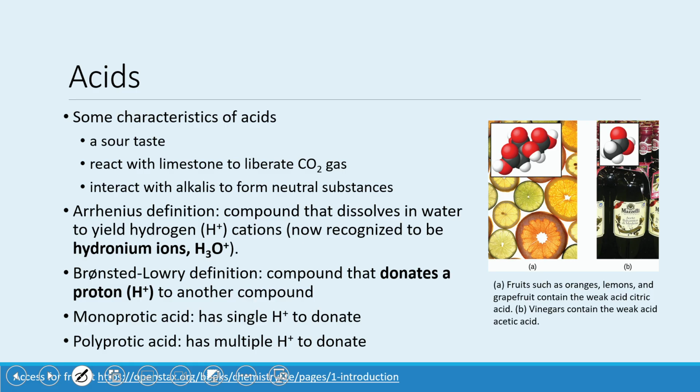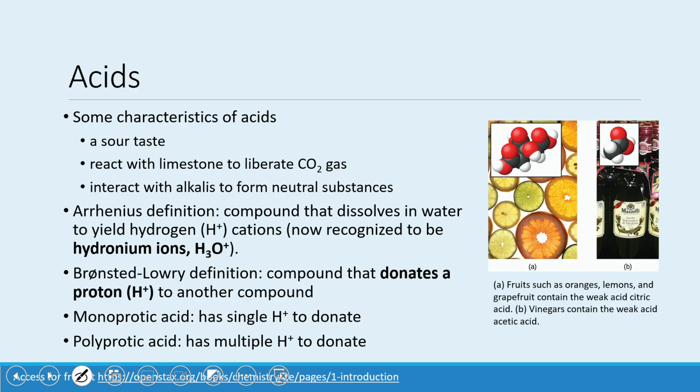So, kicking off with acids, some characteristics that we might already know is that acids are going to have a sour taste. They will react with limestone to produce carbon dioxide gas, and they can interact with alkali metals to form neutral substances. So we've got two different definitions that we're going to look at for both acids and bases.